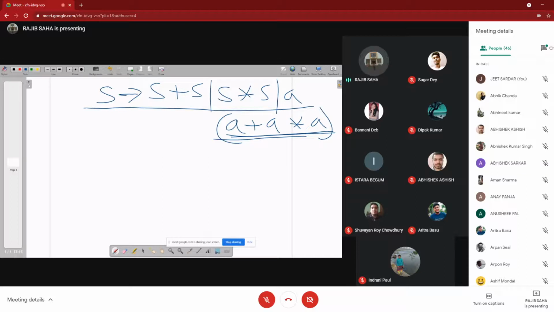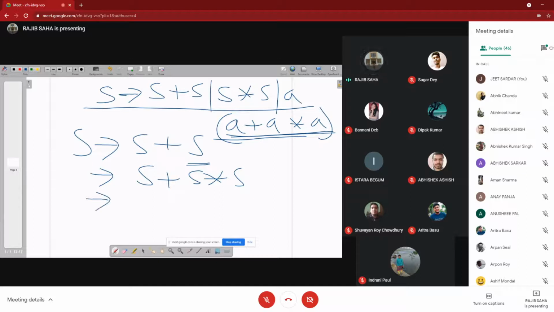I have started with S tends to S plus S. Then I will do rightmost derivation, and this S can be replaced by S into S. Then this S can be replaced by A. In the next step, this S can be replaced by A, and in the next step, this S can be replaced by another A. So S plus S into A, then S plus A into A, and then A plus A into A.